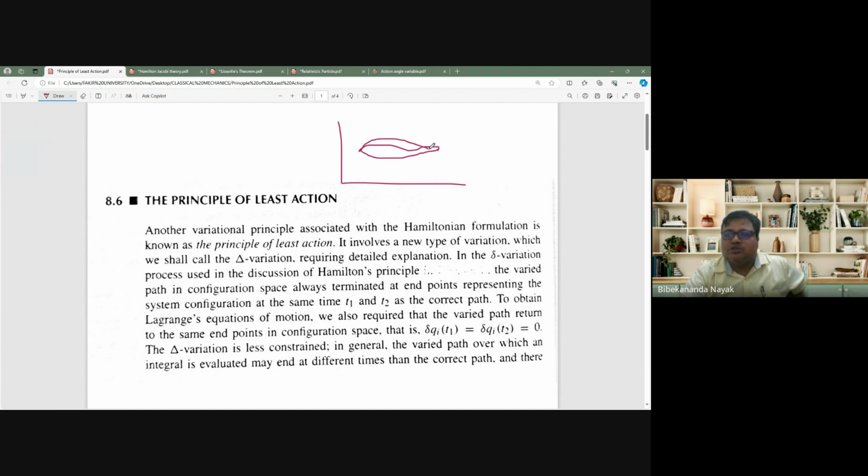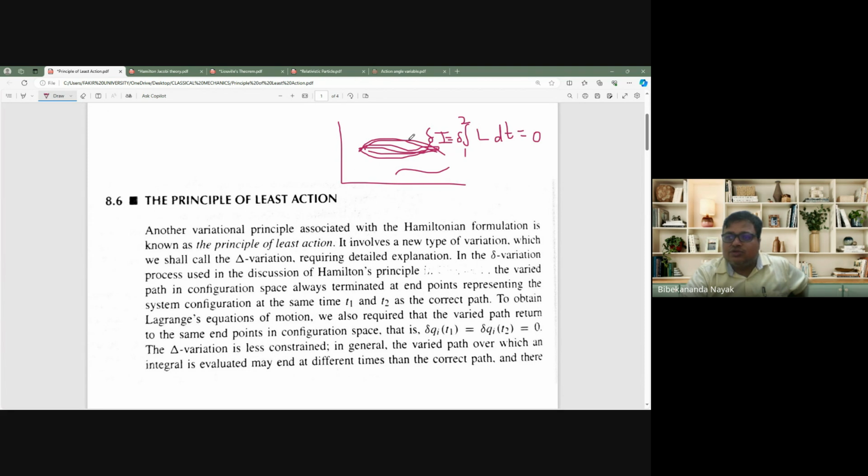In a normal configuration space, many paths are possible in time, but for the exact path of motion, we know the integral of L dt will be stationary, that is, the delta variation is equal to 0 for the exact path of motion from point 1 to point 2. We know this already from Hamilton's principle. Now consider a path which is slightly varied from the actual path.